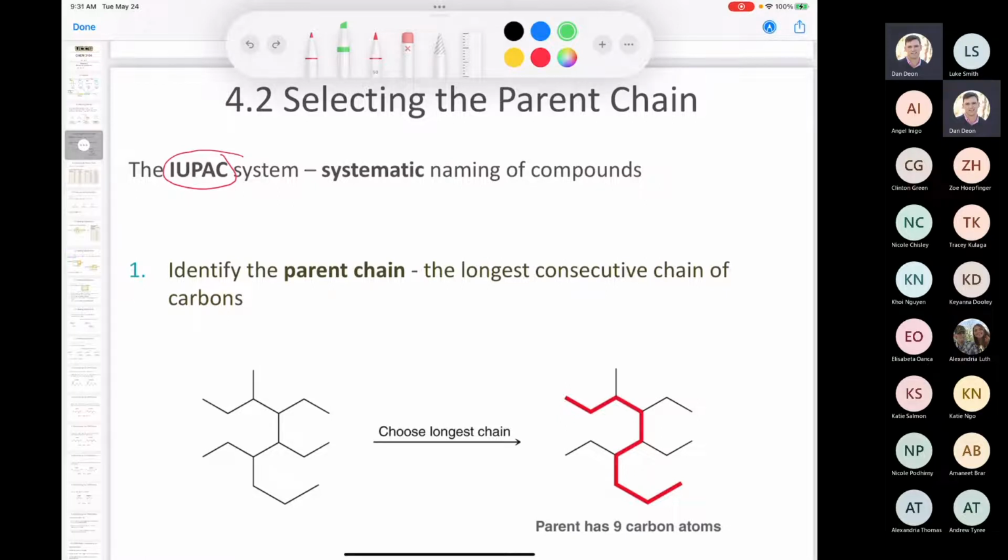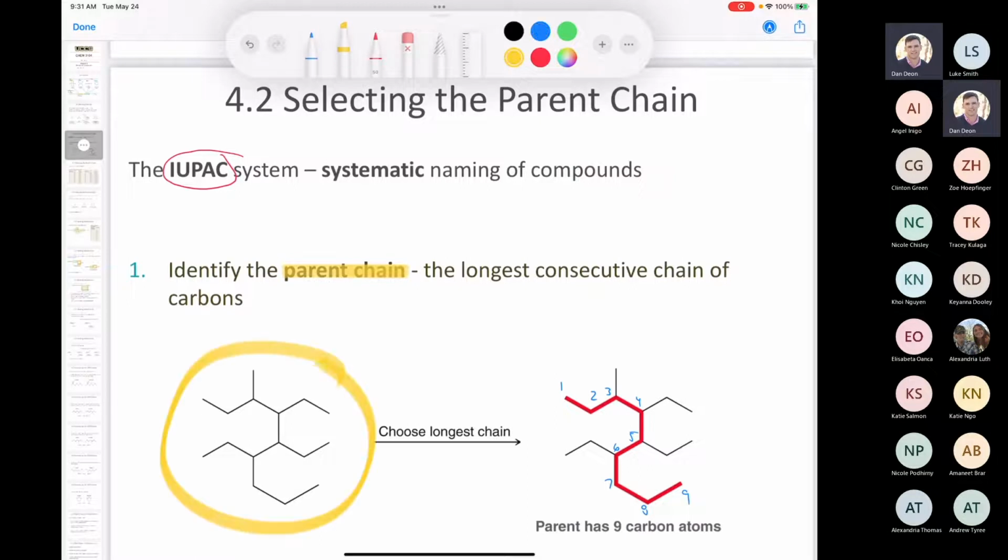But here we go. How do we name an alkane? The first thing that we do is we identify the parent chain. What's the parent chain? The parent chain is the longest consecutive chain of carbons. You can see that I have it highlighted in red, and that chain contains 1, 2, 3, 4, 5, 6, 7, 8, 9 carbons. How do you find the longest carbon chain? Well, you find it by T&E, trial and error.